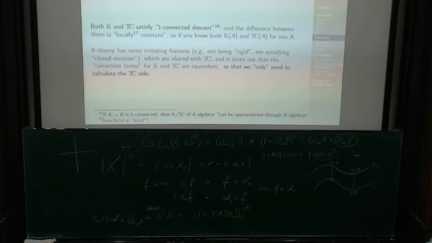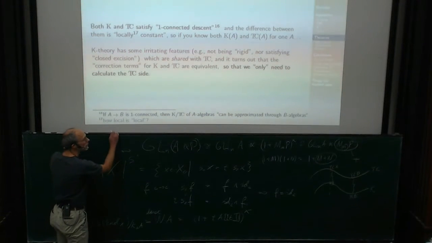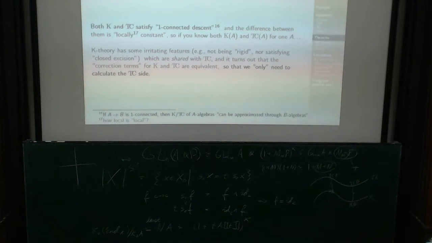So in that sense, we only need to calculate the TC side. That is not to say that calculating TC isn't enormously difficult, and I have enormous respect for everybody who is able to calculate topological cyclic homology. Let's be a wee bit more precise.